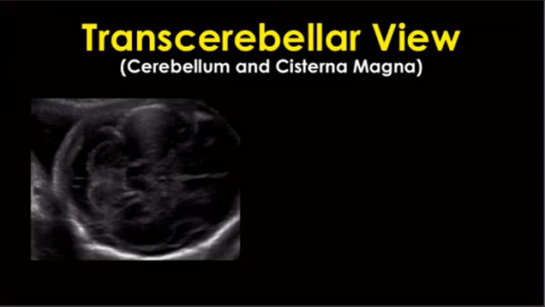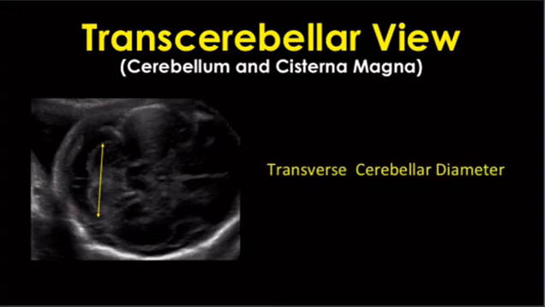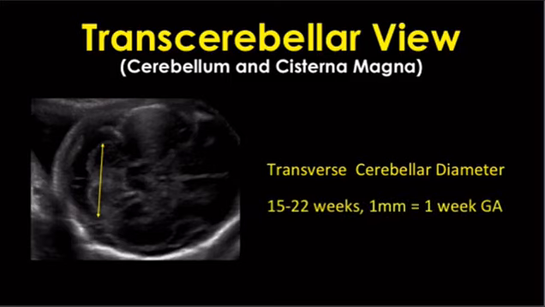So there's this idea of the transcerebellar diameter, which is basically the measurement here from top to bottom. The general rule is that if they give you a picture like this and ask you to date the kid, you can do that. I've seen OB attendings pimp OB residents on this. Between 15 and 22 weeks, every millimeter is a week. So 1 millimeter equals 1 week of gestational age in that time period.